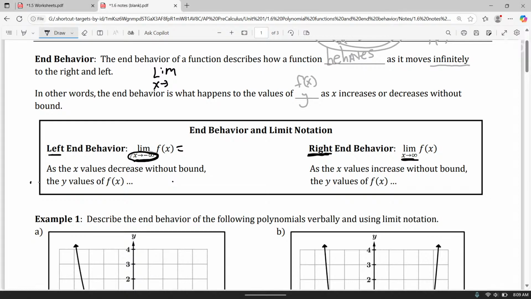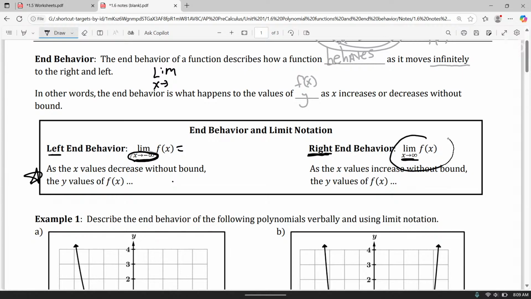This is verbally. Remember day one, I told you that you have to know how to do it graphically, algebraically, and verbally. I don't remember what the fourth one was, but if you can do those three, you're good. This is verbally: as x decreases without bound, then the values of f of x, whatever. We don't know what goes there until we know what the polynomial is.